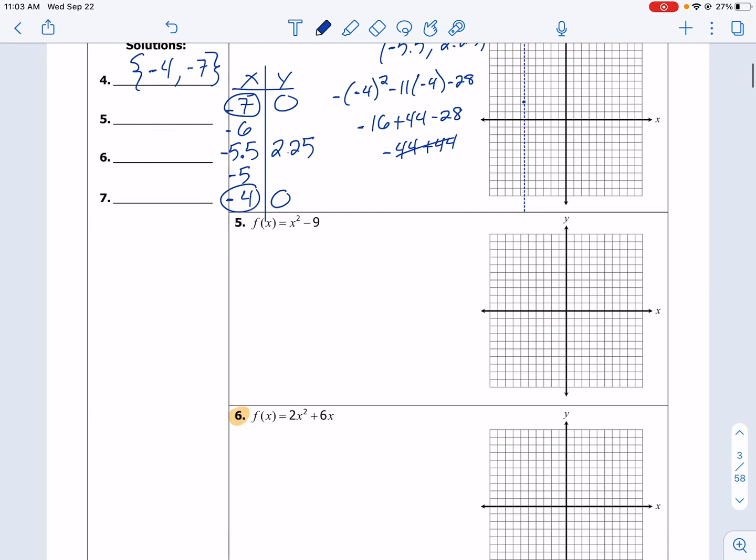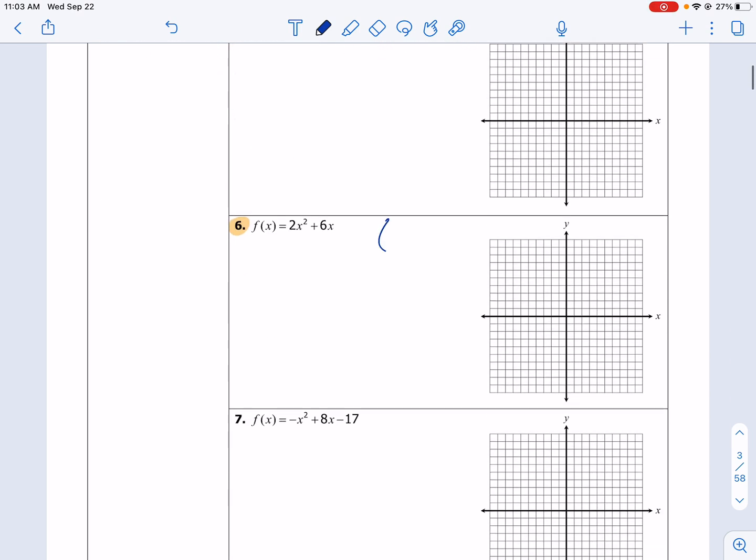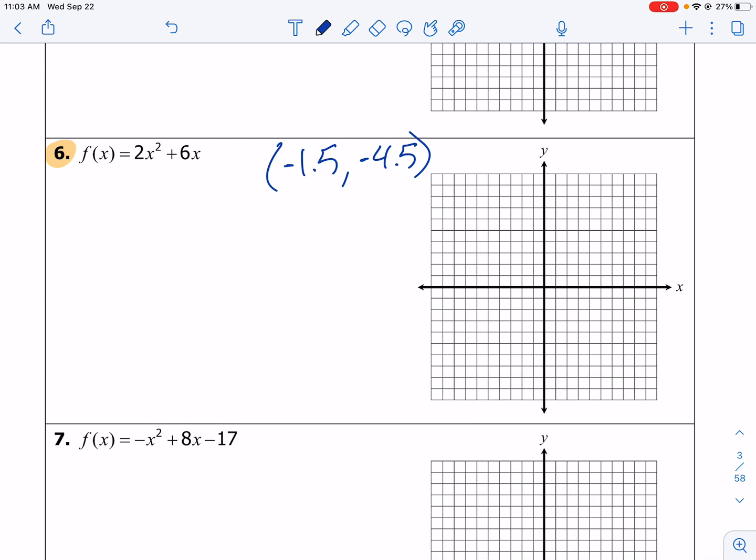Okay, similar with 6, the vertex was at negative 1.5 and negative 4.5. I'm going to skip the graphing for now. You could just plot these points with the vertex. I'll show you after this one and just do your quick sketch. So here's negative 1.5, negative 4.5 right here.